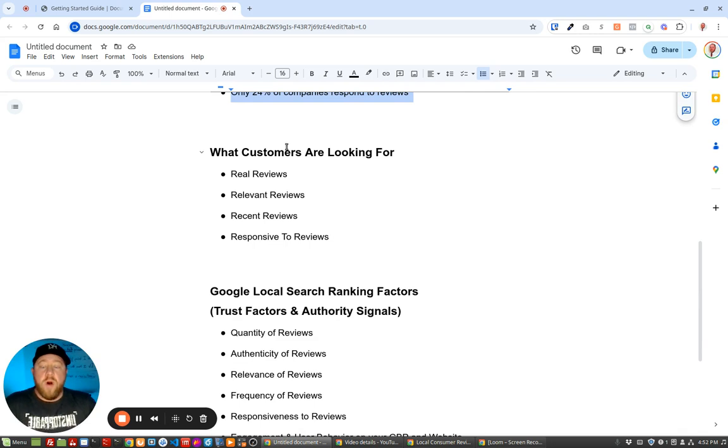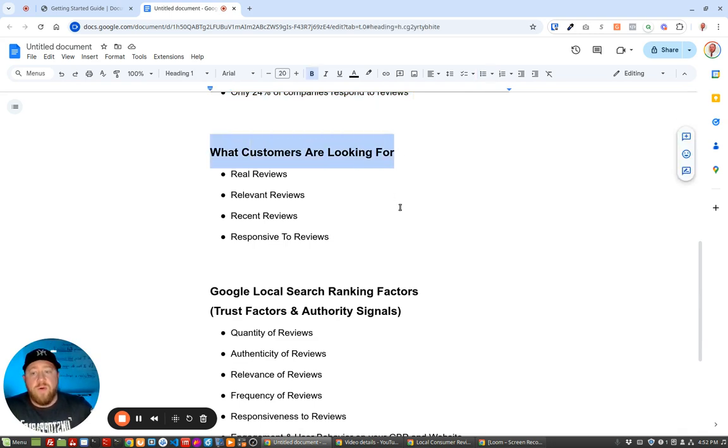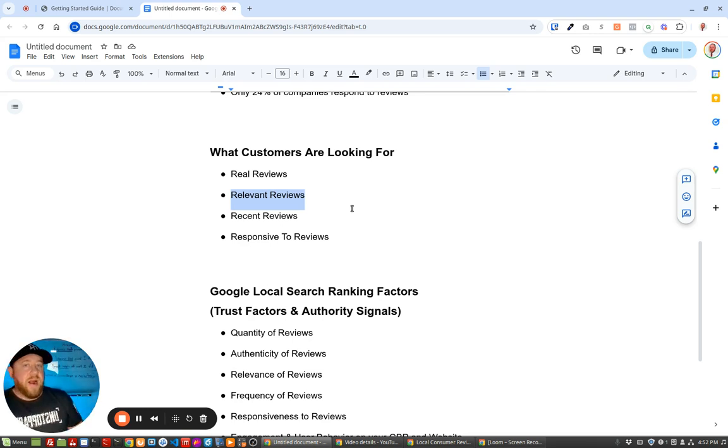So what customers are looking for, when they're going and looking at reviews, what are they looking for? They're looking for, obviously, real reviews. Customers can tell when the reviews are fake. Most of us can. They're looking for relevant reviews. So not just a 5-star rating or they did a great job. They're looking for customers who go into detail that's relevant to the services you provide, even the ones who have issues, and you come back, right, and you respond to it. They're looking for relevant reviews. They're looking for recent reviews.